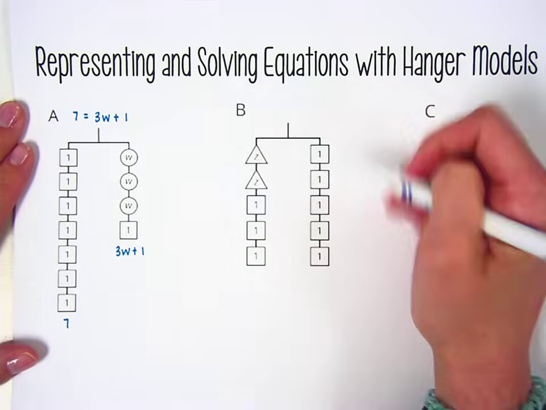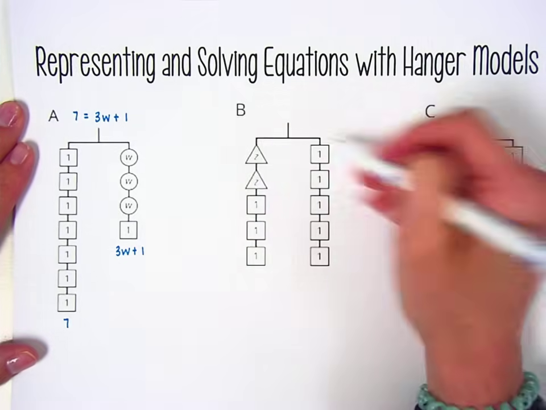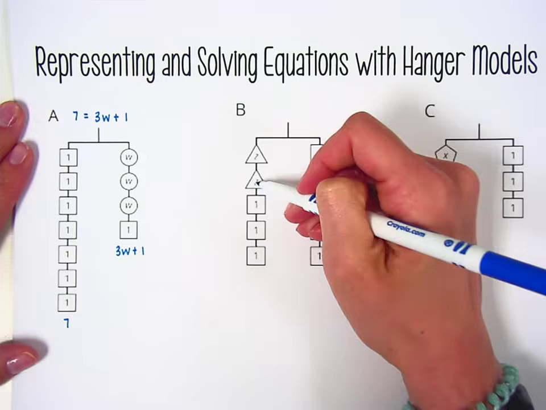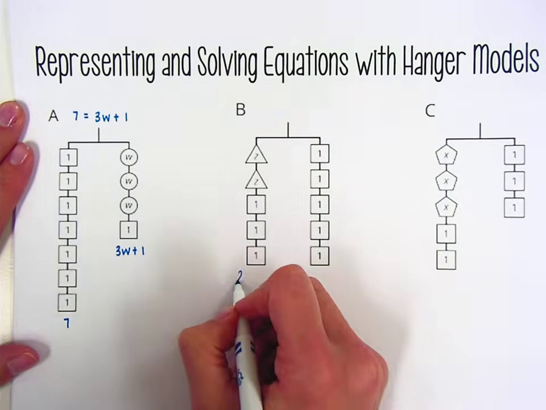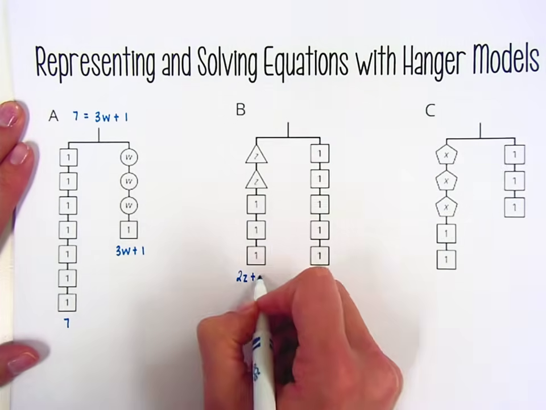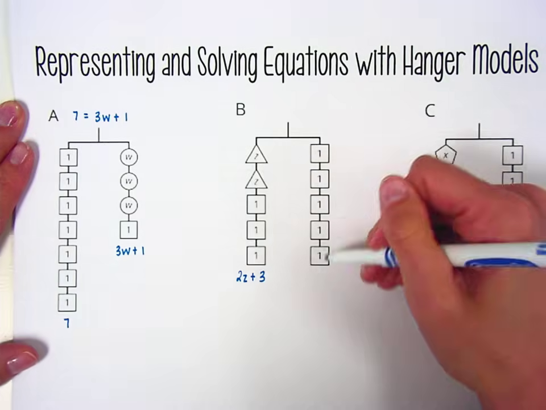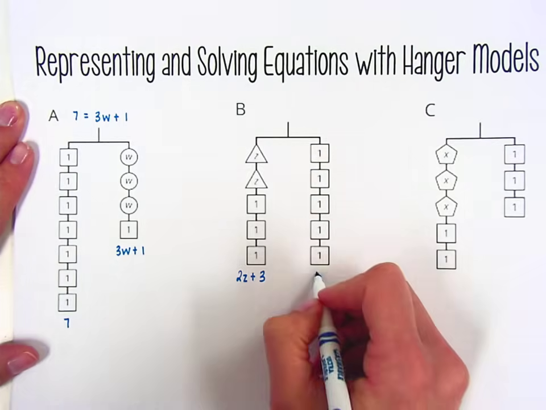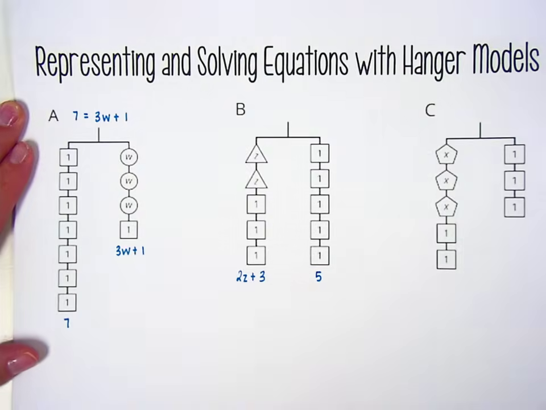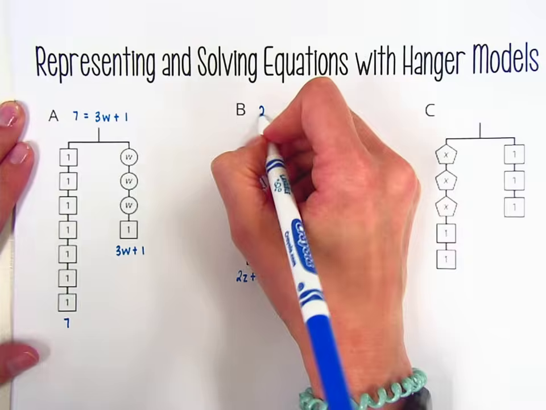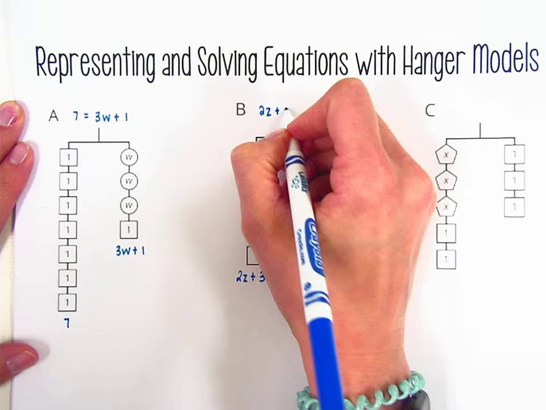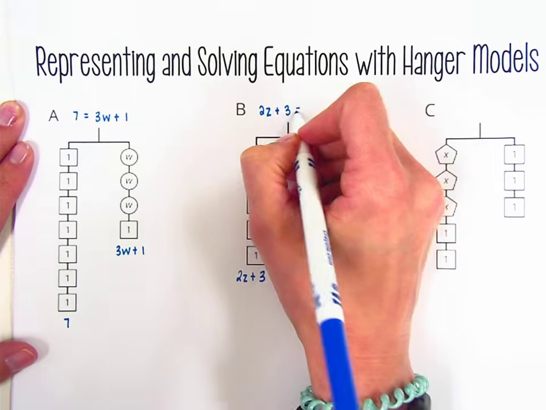When we look at our second hanger model, which is again balanced, on the left side I see 2 Z's and 3, so I have 2Z plus 3, and on the right side I have 1, 2, 3, 4, 5. And again, because this hanger is balanced, I know that 2Z plus 3 has to be equal to 5.